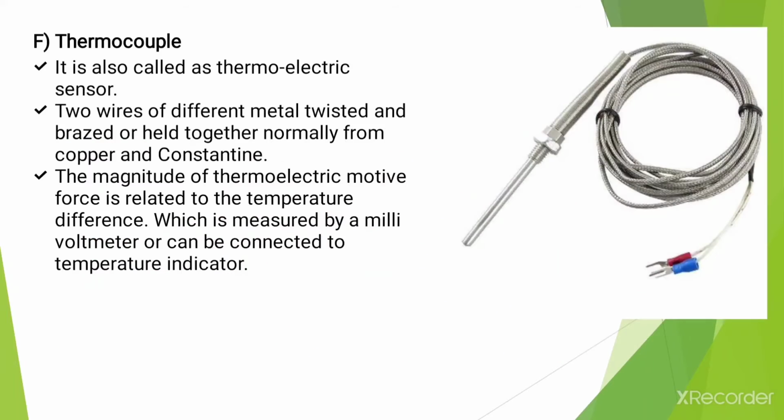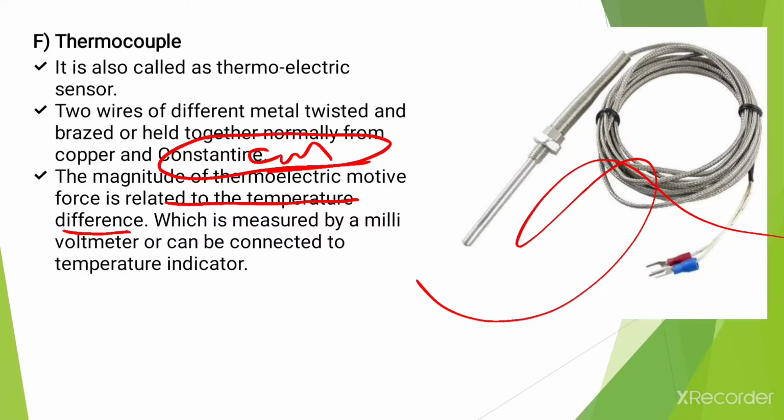Then thermocouple. It is also called a thermoelectric sensor, and two wires of different metals are twisted together and brazed or held together, normally made up of copper and constantan. Constantan is an alloy of nickel and copper, and the magnitude of the thermoelectromotive force is related to the temperature difference. That principle is used here, which is measured by a millivoltmeter or can be connected to a temperature indicator.